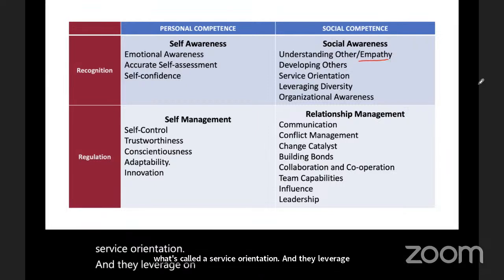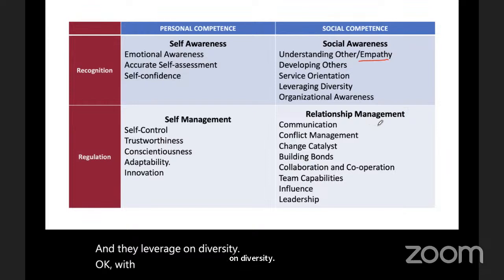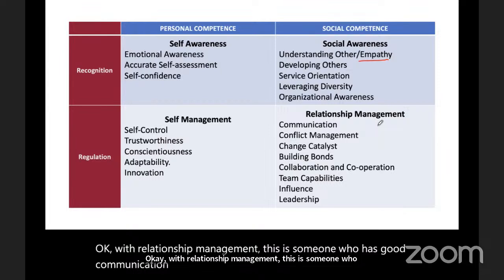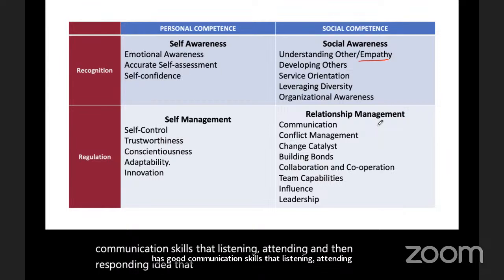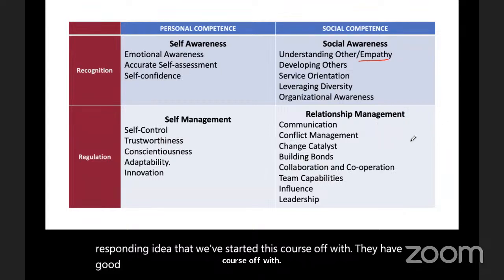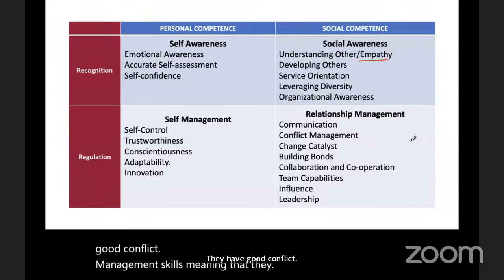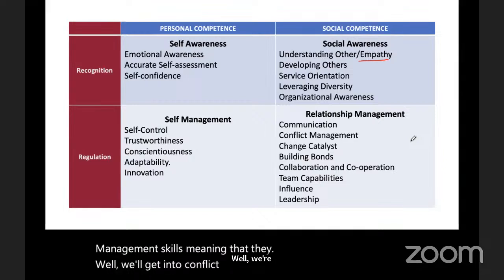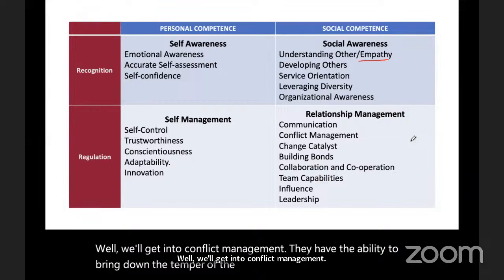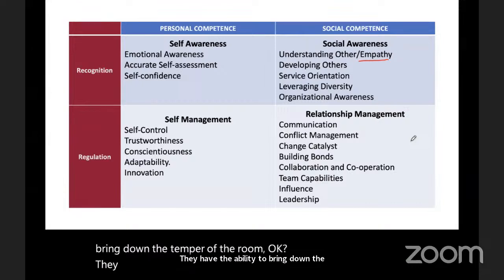Okay. With relationship management, this is someone who has good communication skills, that listening, attending, and then responding idea that we've started this course off with. They have good conflict management skills, meaning that, well, we'll get into conflict management. They have the ability to bring down the temper of the room. Okay. They understand that they're change catalysts, but not change makers.